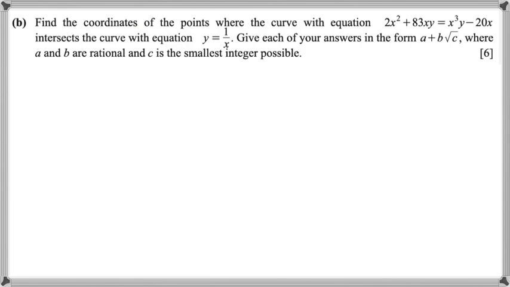Now, moving on to letter B. Find the coordinates of the points where the curve with the equation 2x squared plus 83xy is equal to x cubed y minus 20x intersects the curve with the equation y is equal to 1 over x. Give each of your answers in the form a plus b square root of c, where a and b are rational and c is the smallest integer.